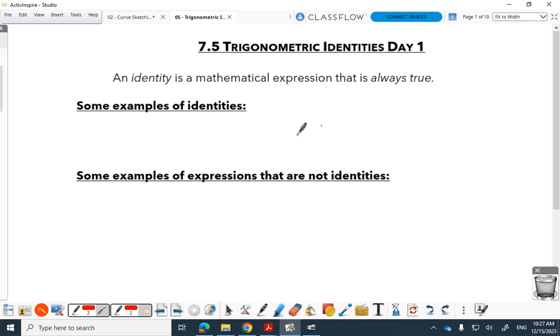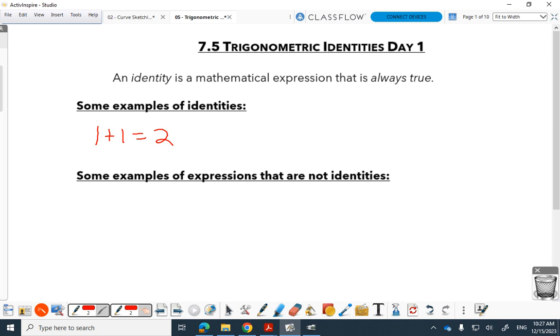An identity is a mathematical expression that is always true. There are some mathematical expressions that are always true. Here's an example of one: 1 plus 1 equals 2. It's true. 1 plus 1 is always equal to 2. That's as simple as the definition of identity. We can all agree 1 plus 1 equals 2.